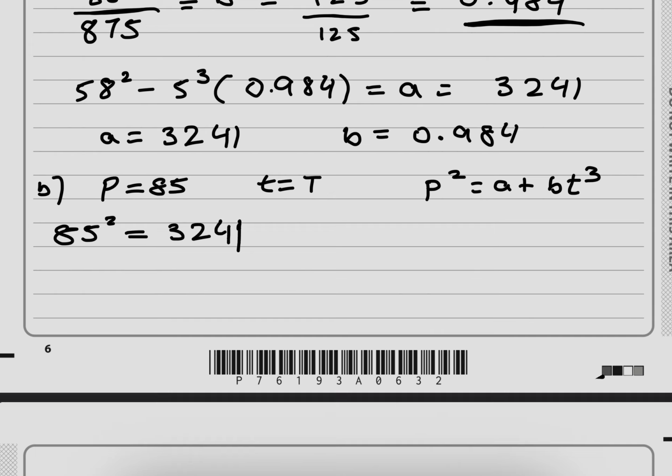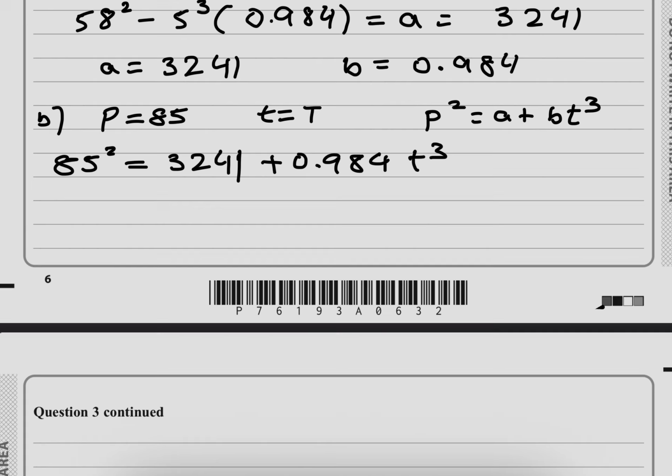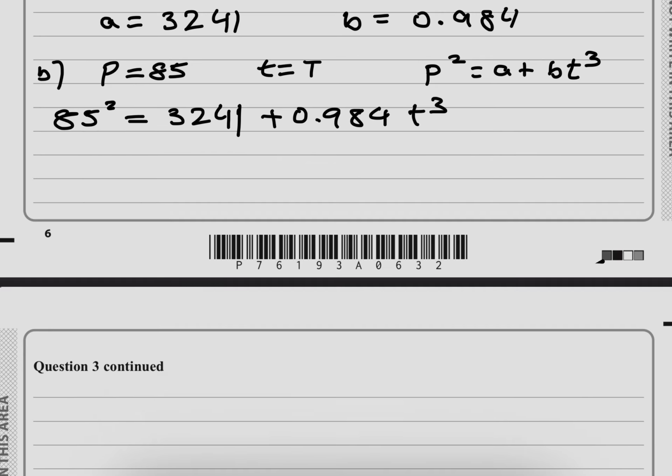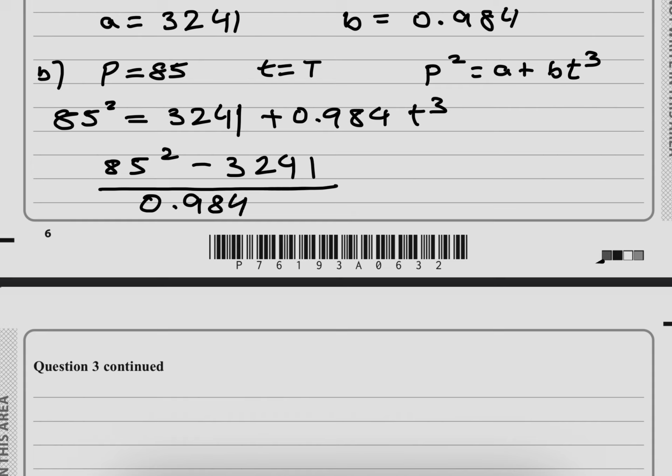3241 plus 0.984 t cubed, and this is just rearranging. You may do it however possible. You can do it like step by step, but it's just bringing everything to the left hand side. So 85 squared minus 3241, that's equal to 0.984 t cubed. So I'm just going to divide that by 0.984. Now this will give you t cubed.